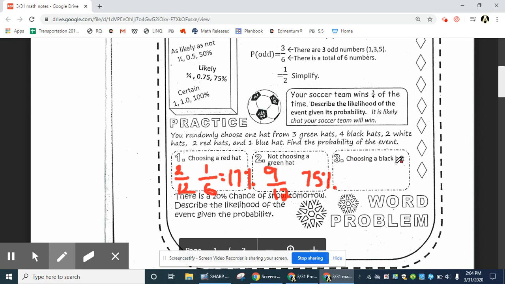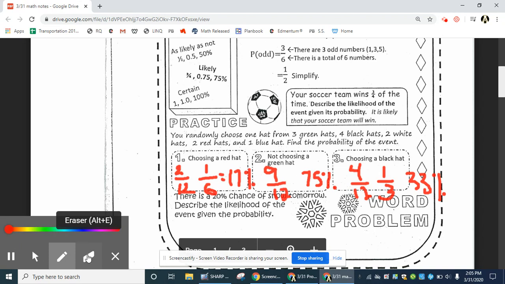Number 3, choosing a black hat. Okay, how many black hats do we have? We have 4 out of 12 hats that are black. That is also equivalent to 1/3, and that is around 33%. It's still unlikely. It's not as unlikely as number 1, but it's still unlikely that we're going to choose a black hat out of the 12 hats we have here.